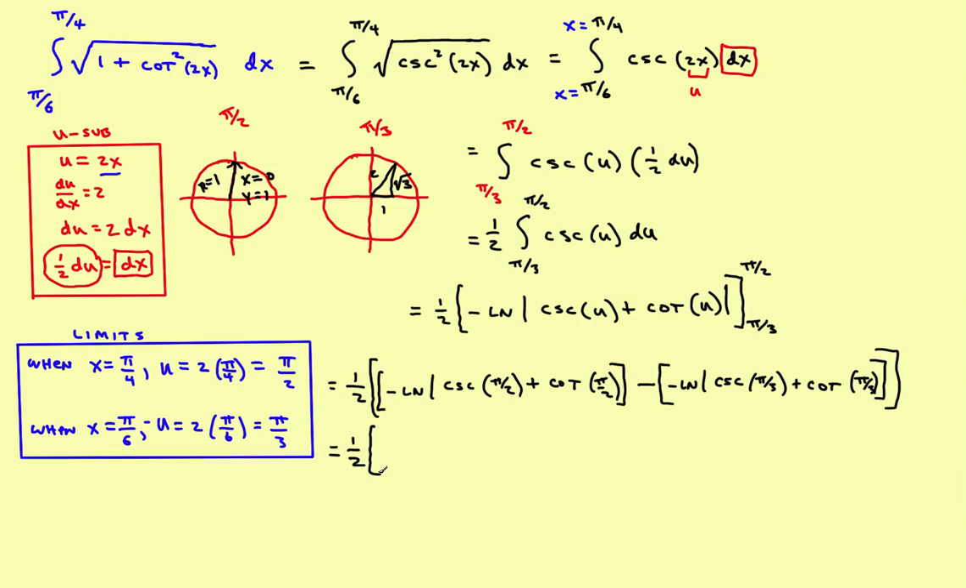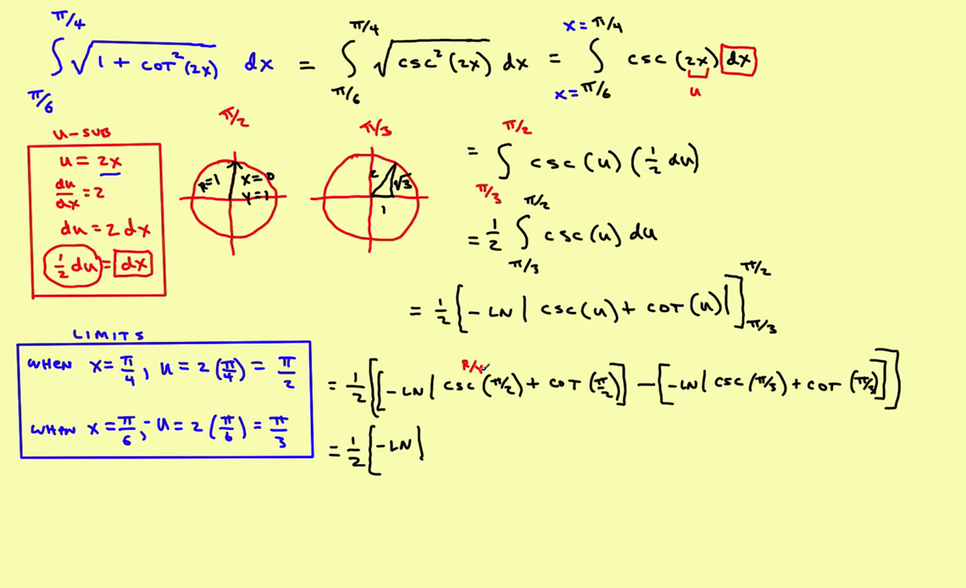So now we'll come back down here again. This is going to be minus the natural log of, now the cosecant of pi divided by 2. Just a reminder on these, the cosecant is r over y.